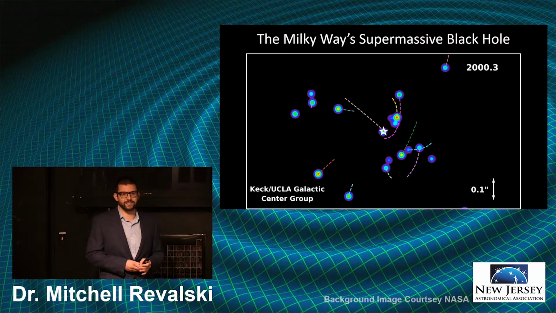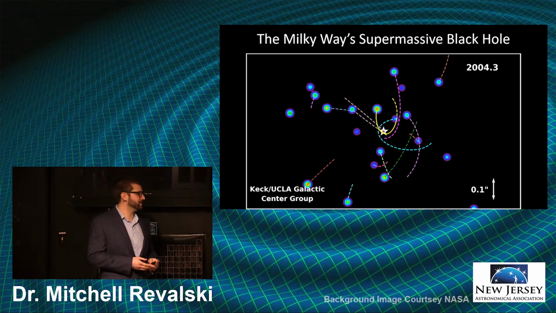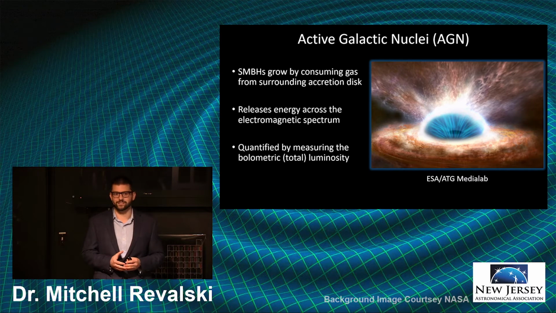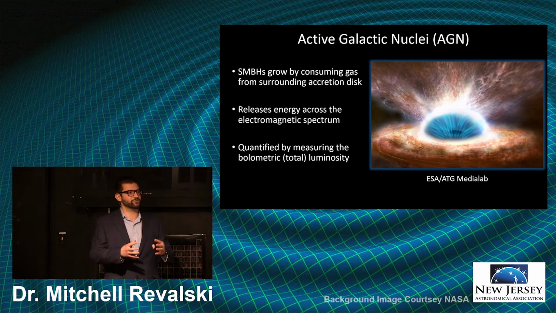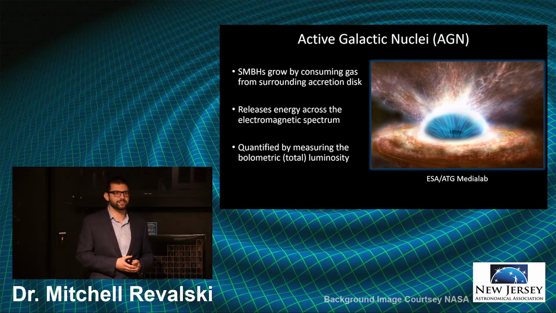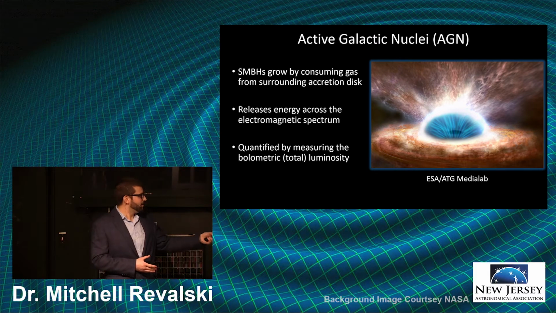However, there's another class of galaxy that helps to shed some more light on things, and that's when we look at active galaxies, or active galactic nuclei. These are galaxies in which the central supermassive black hole is actively eating material, in particular gas, from the surrounding galaxy. And here's an artist's conception.